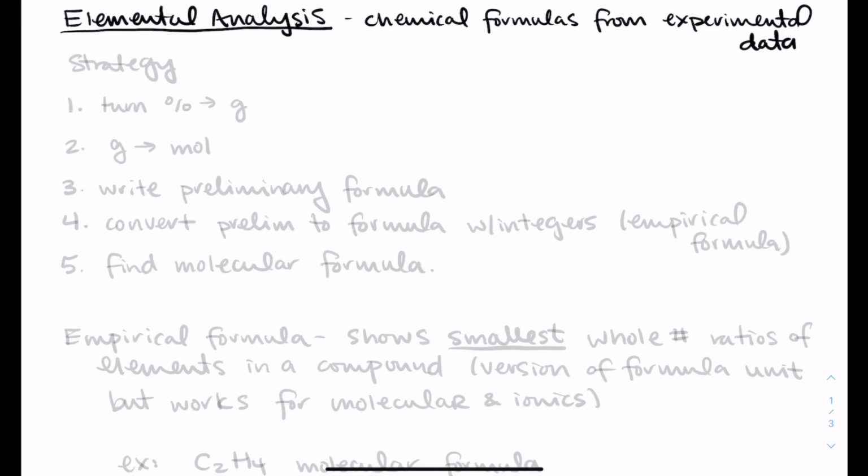The next two sections will be about how we get chemical formulas from experimental data. This first section is on elemental analysis, which is an analytical process that chemists use all the time.